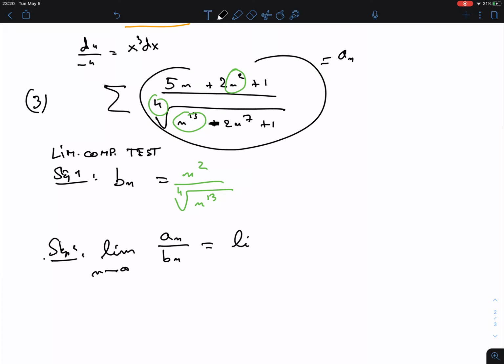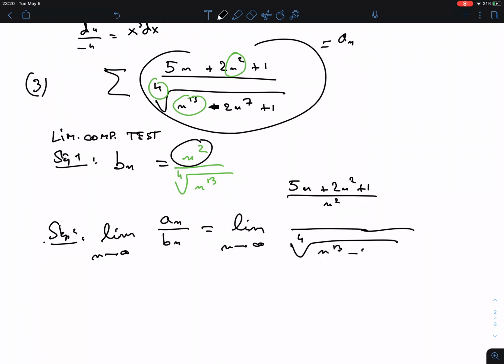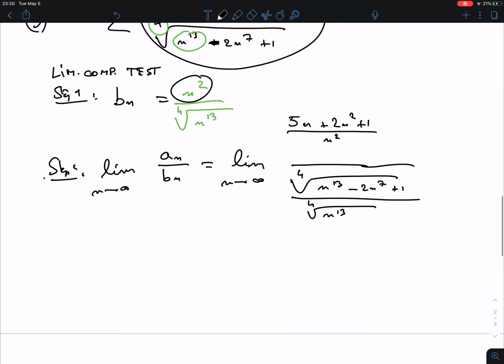Okay, so what is this? The way we always work this out is we take the tops and divide them, the top of an divided by the top of bn. And in the bottom we do the same thing. We get the fourth root of n to the 13 over n to the 7 plus 1, divided by the fourth root of n to the 13. Then we can now actually carry out this division term by term.